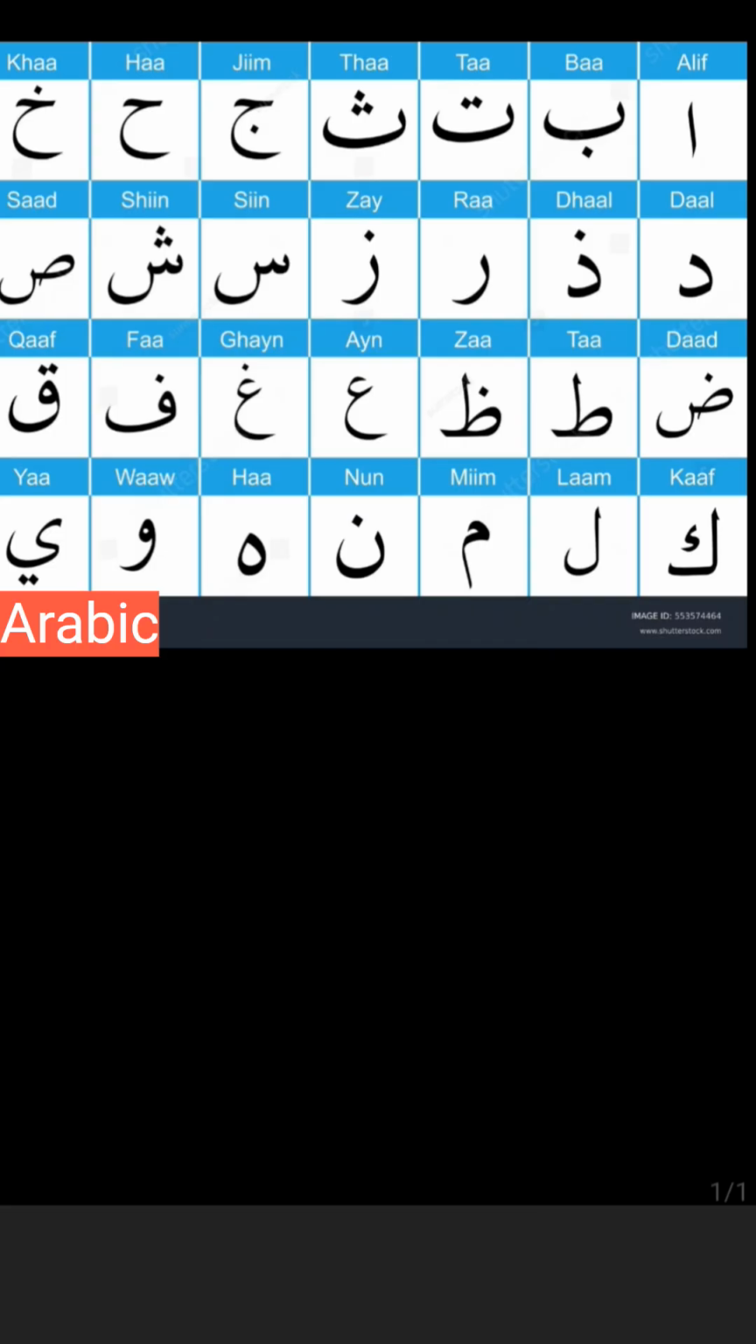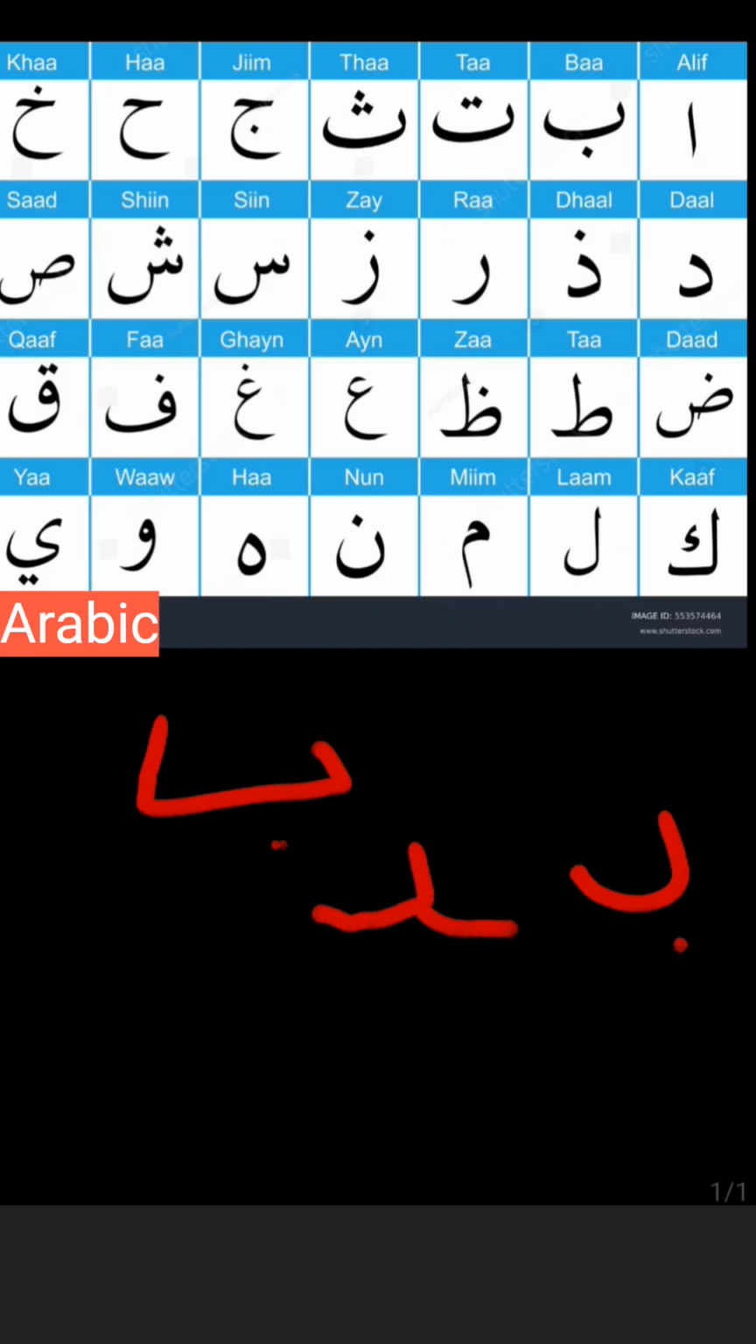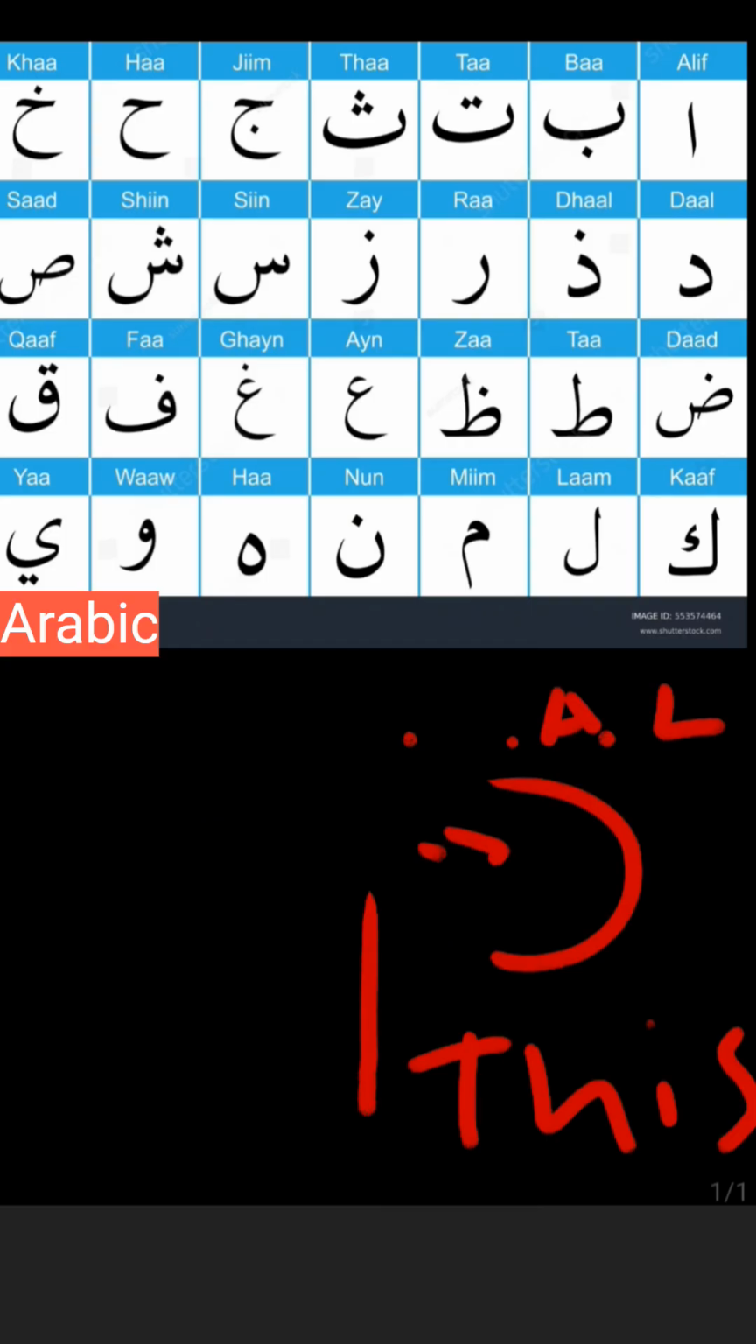Like for example, let's take the letter B. In the beginning form of a word, you can say this when it's connecting. In the middle, you could say this. And at the end of the word, it comes like this. Like, let me think of a word. I'm trying to think of a word.